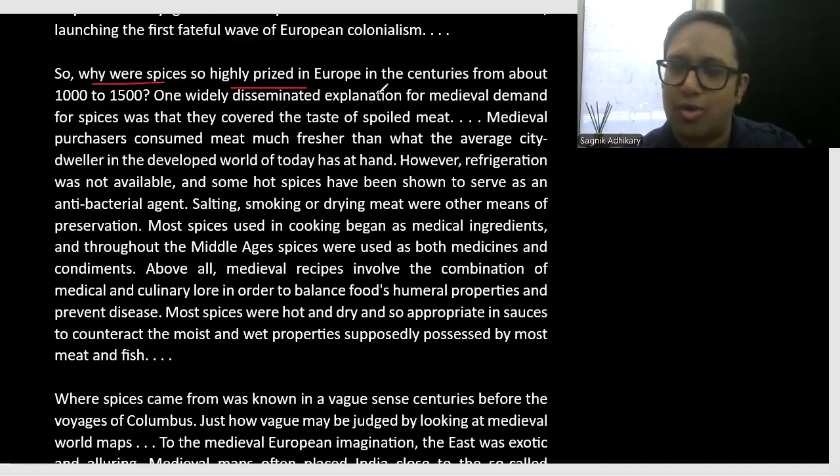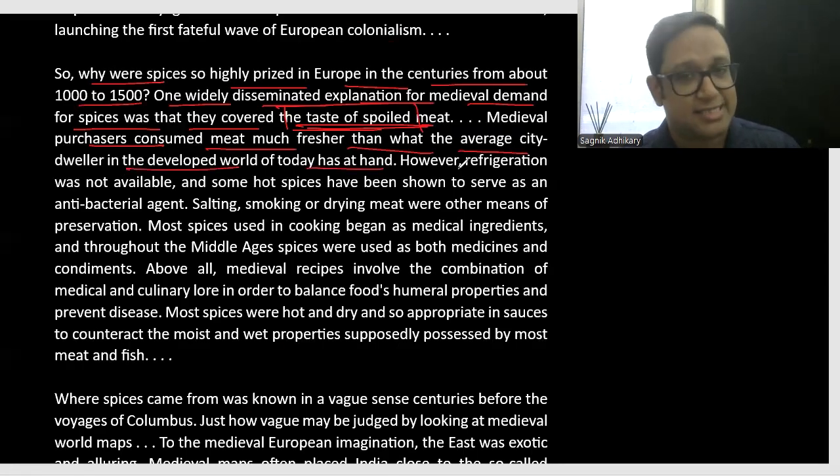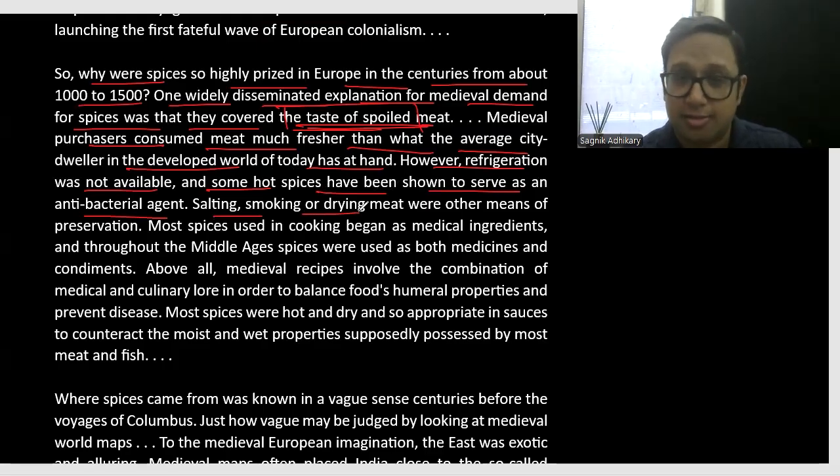So why were spices so highly prized in Europe in the centuries from about 1000 to 1500? One widely disseminated explanation for medieval demand for spices was that they covered the taste of spoiled meat. So first one, they covered the taste of spoiled meat. Medieval purchasers consumed meat much fresher than what the average city dweller in the developed world of today has at hand. However, refrigeration was not available, and some hot spices have been shown to serve as an antibacterial agent. Salting, smoking, or drying meat were other means of preservation.